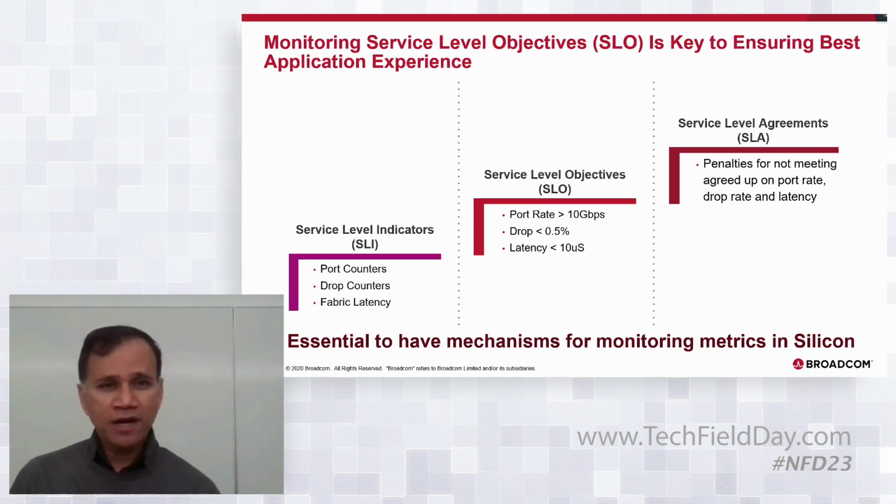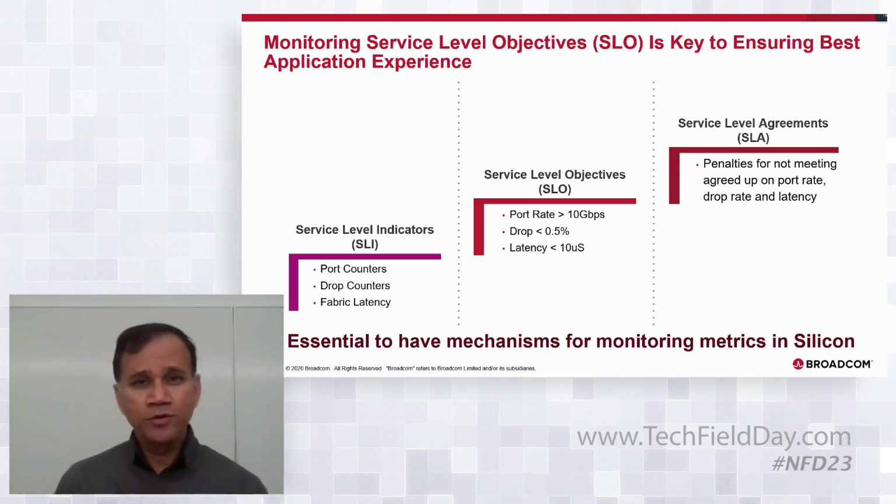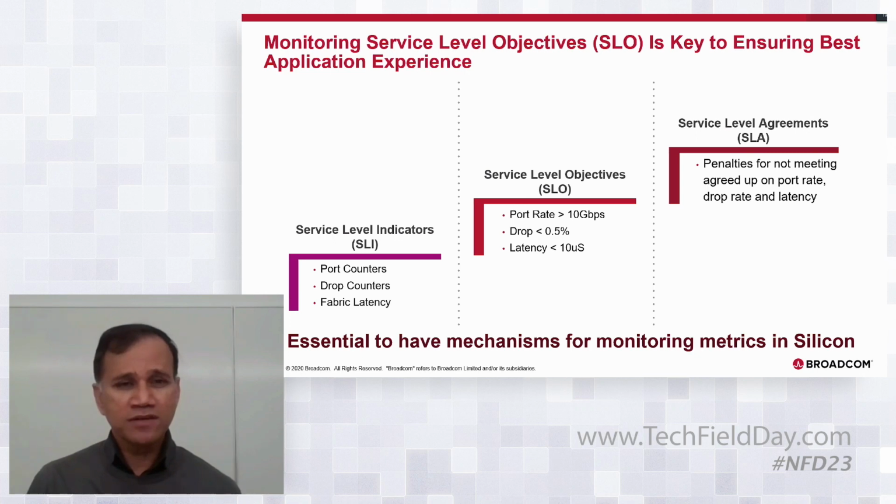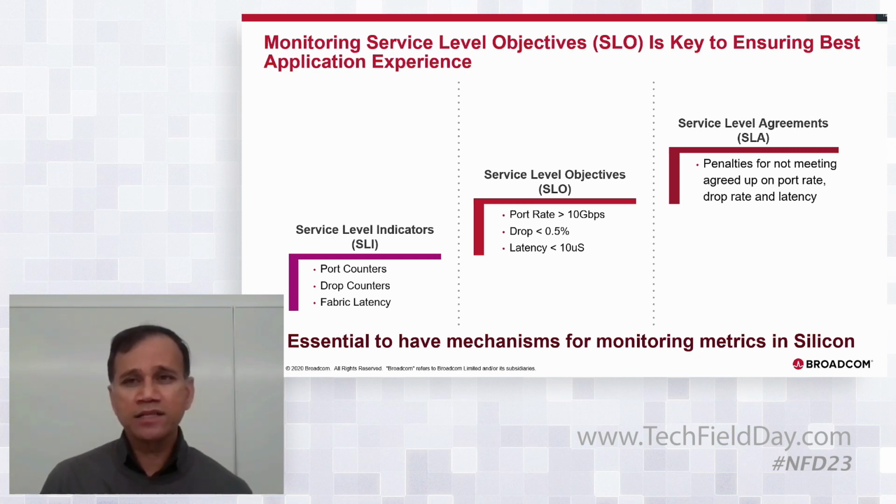So if you look at all of this, you can see that service level objectives are very key to ensuring that your application experience is at its best. And if you want to ensure that, the service level agreements also have penalties. So all of that, what this means is you must have a mechanism for monitoring the metrics in the silicon.